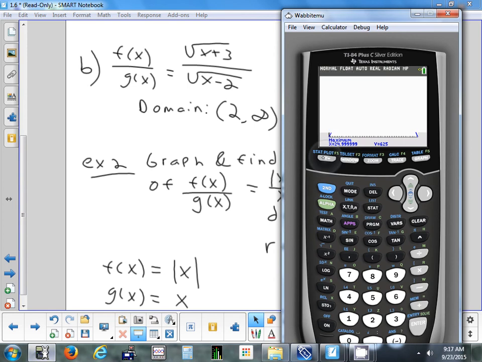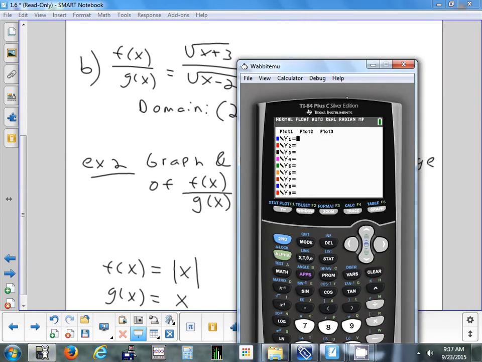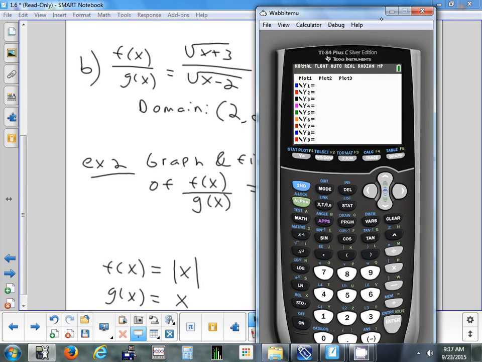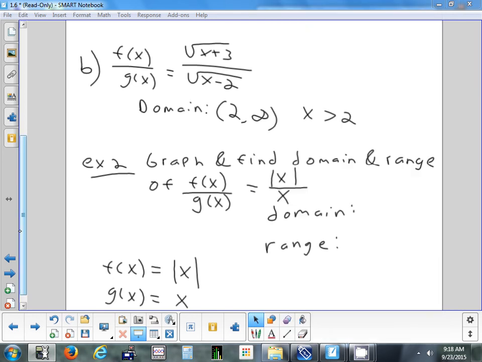Okay, this graph's going to look a little different than anything you've really seen before. All right, so remember absolute value, it's under math, number, absolute value. So absolute value of x divided by x. Zoom 6 is going to be fine. And that's the graph we get. Okay, the reason why you get that is try a couple numbers in your head.